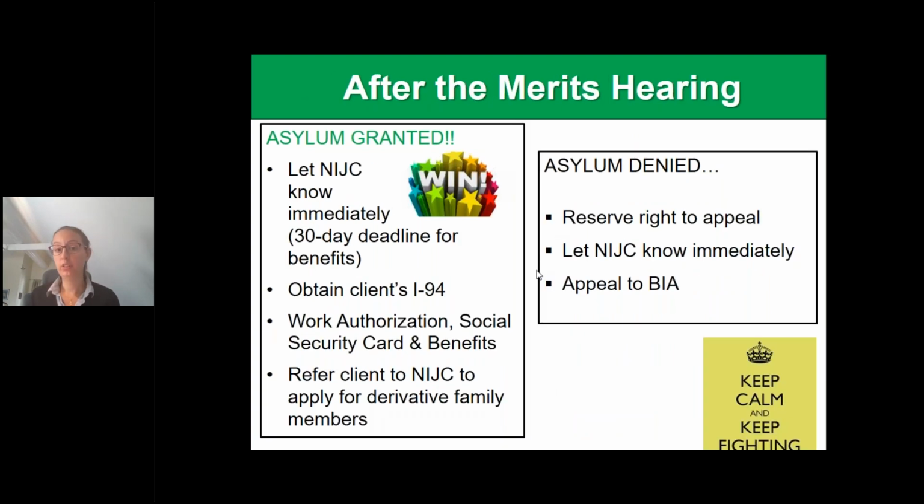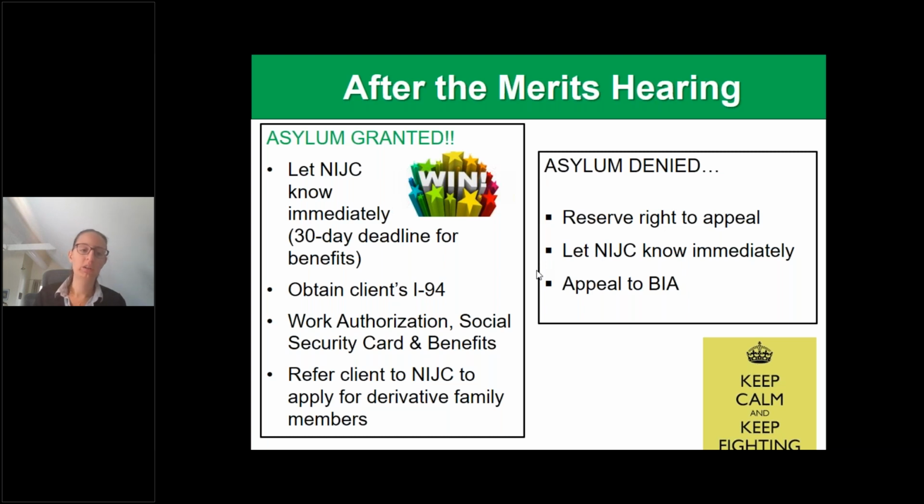If you're at the immigration court level, at the merits hearing, if asylum is granted, again, fantastic. Let us know, and the same 30-day deadline for benefits applies. You're going to want to obtain your client's I-94. This is the document that says that they have been granted asylum status. The court doesn't give this to you directly, so you'll have to go through USCIS to get a copy of it. And then again, you'll apply for work authorization for your client, a social security card, and any other benefits that they are eligible for.